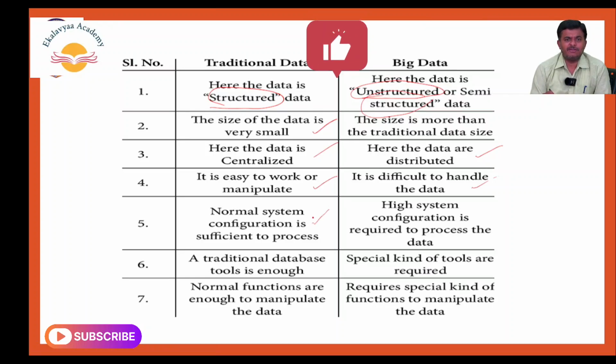A normal system configuration is sufficient to process traditional data, whereas big data requires a high-configuration system. A traditional database tool is enough for processing traditional data, whereas for big data we need special kinds of tools. Normal functions are enough to manipulate the data in traditional database systems, whereas big data needs special kinds of functions to manipulate the data.